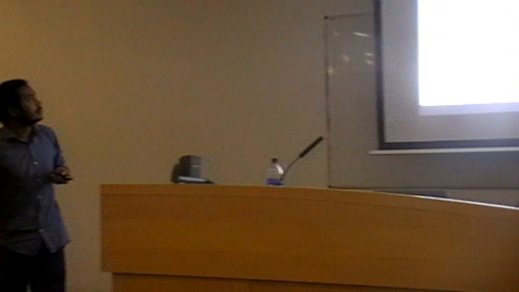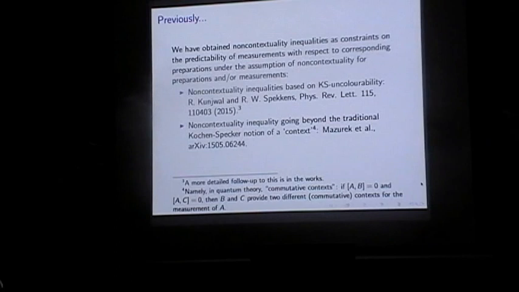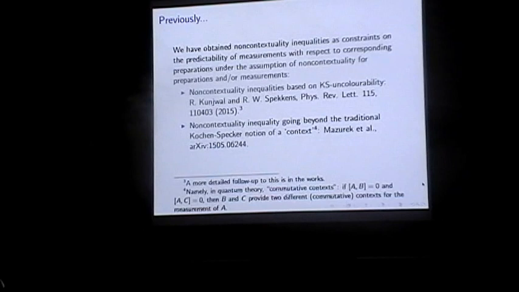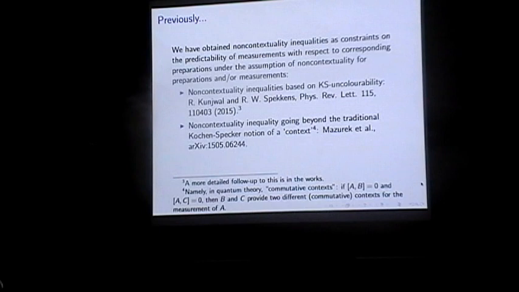Okay, so previously, there's not been much work in this area, we just have two papers. In both of these papers, what we've done is that we've tried to obtain non-contextuality inequalities as constraints on the predictability of some measurements with respect to certain sets of preparations. And this is what we did with the uncolorability proof in the first paper here. And there's a more detailed follow-up which is in the works.